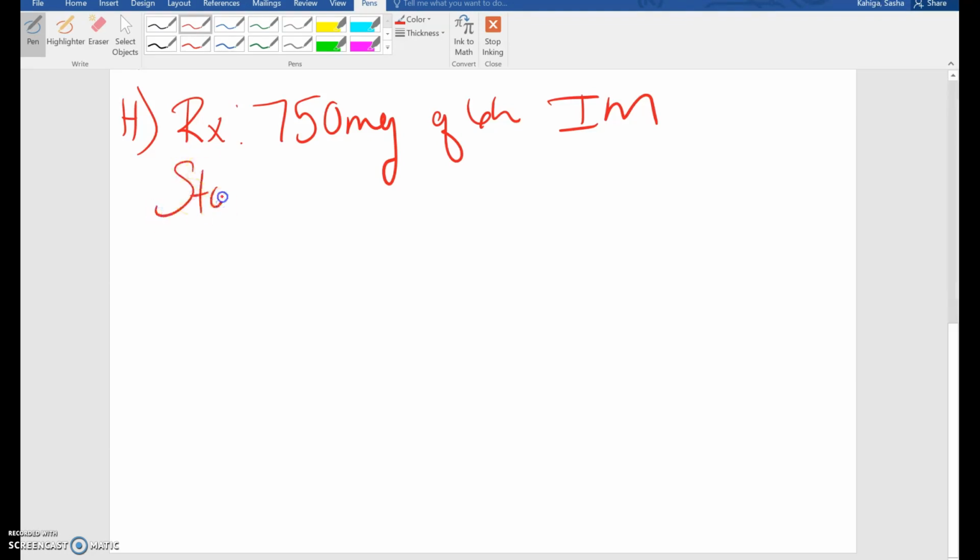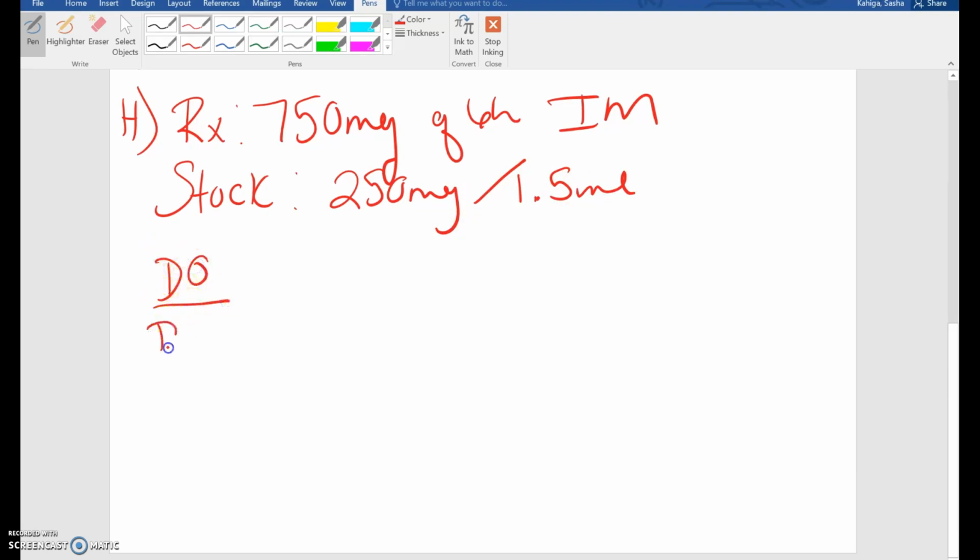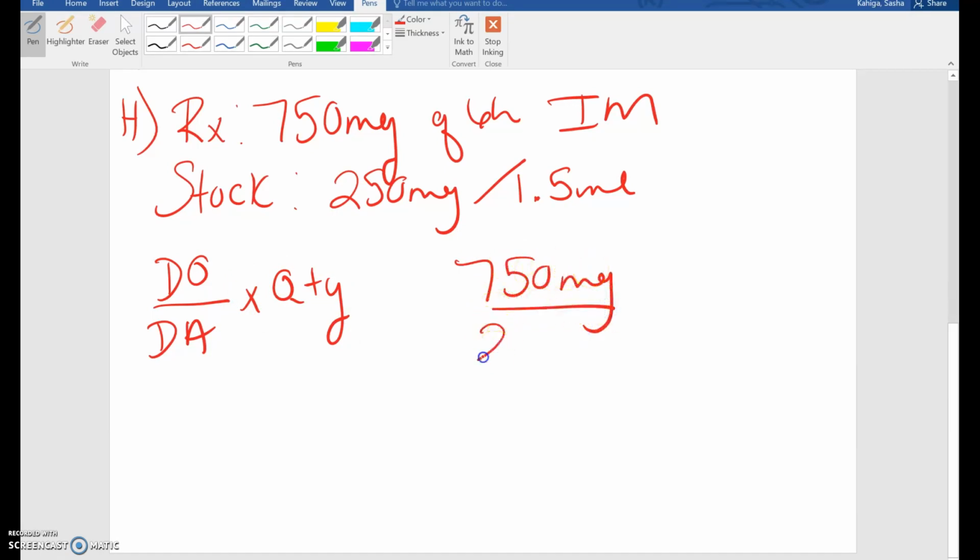Well, you guys know that in stock, your dosage strength is what? 250 milligrams per 1.5 milliliters. So in order to solve that, calculate the dose, you have to do dose order over dose available times the quantity. All right. The dose order is 750 milligrams. The dose available is 250 milligrams. And the quantity that's associated to that 250 is what? 1.5 milliliters. Milligrams cancel out.